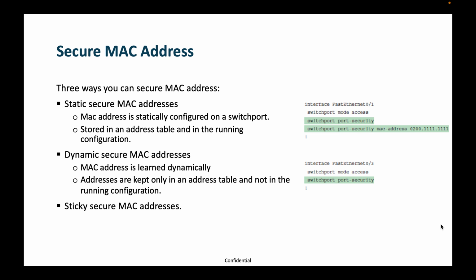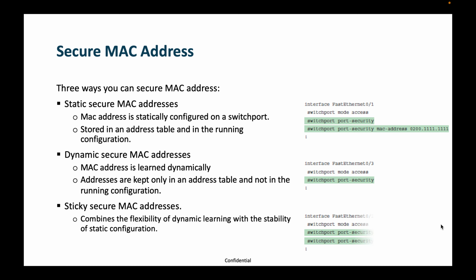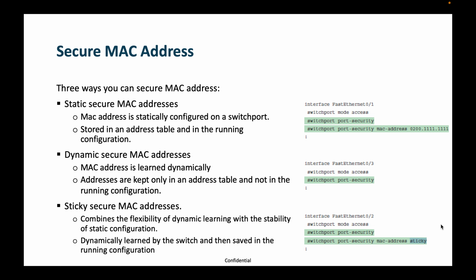And the third one is sticky secure MAC address. A sticky secure MAC address is a key feature of switch port security that combines the flexibility of dynamic learning with the stability of static configuration. A sticky MAC address is dynamically learned by the switch and then saved in the running configuration as if it was statically configured. This allows the switch to remember which devices are allowed on each port even after a reboot, without requiring manual configuration of each MAC address. So this feature helps reduce the big effort of finding out the MAC address of each device. So these are the three different ways of securing MAC addresses.